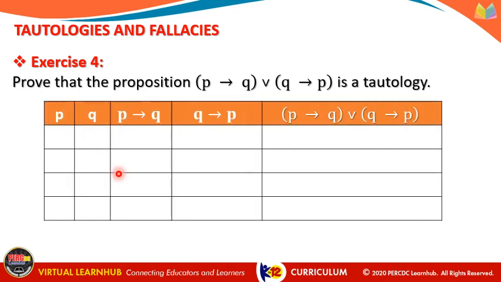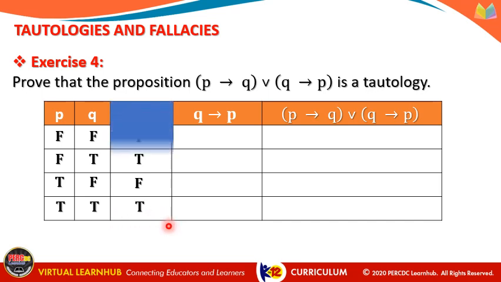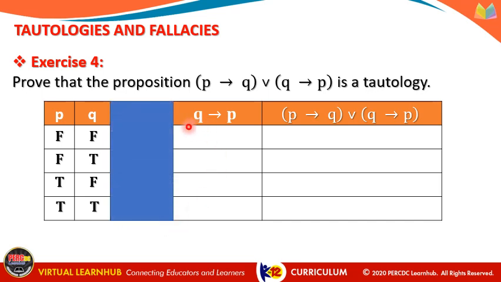Again, let's use the same combinations for P and Q. Let's start with this one. So false and false will give us true. False and true will give us true. True and false, again, this is the only time that the conditional proposition will become false. And lastly, true and true, you get true. Next, let us get the truth values of if Q then P.